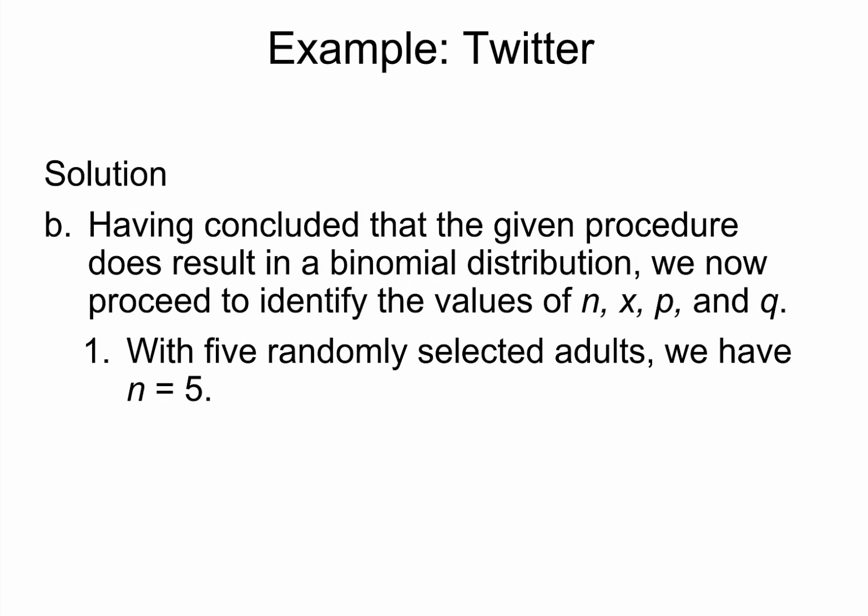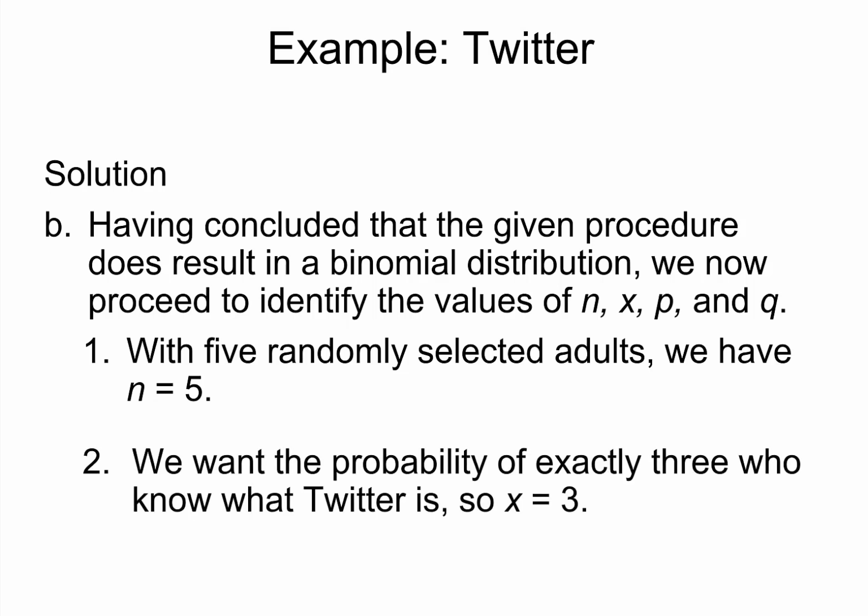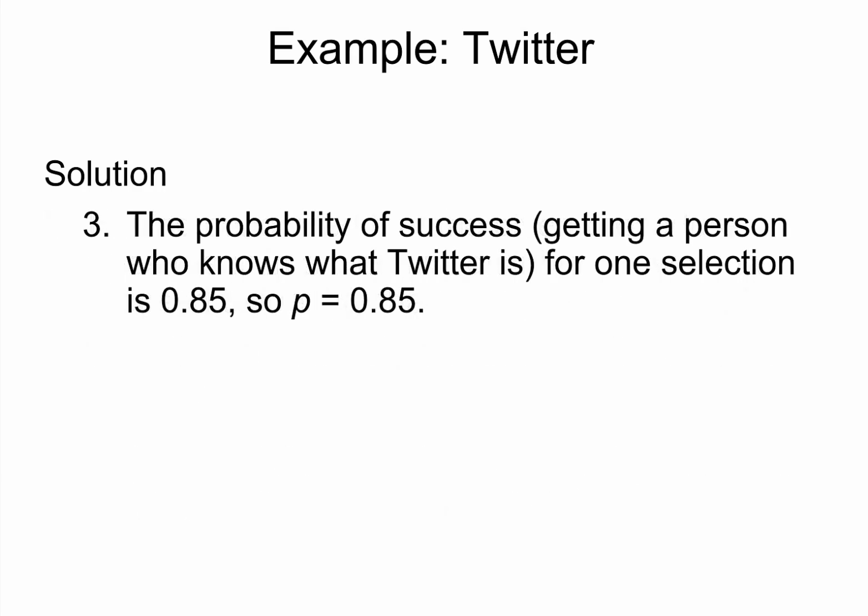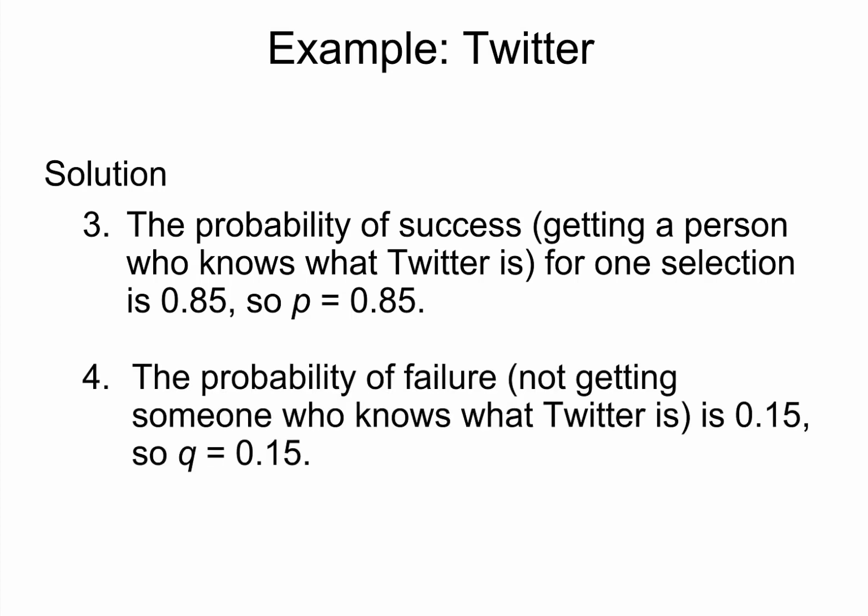Having concluded that, let's identify N, X, P, and Q. So N is the number of trials, which is 5. We want to know the probability of getting exactly 3 among the 5, so X is equal to 3. P is the probability of success, which we called getting a person who knows what Twitter is, and for this study it's 0.85. And the probability of failure is 1 minus P, or 0.15.